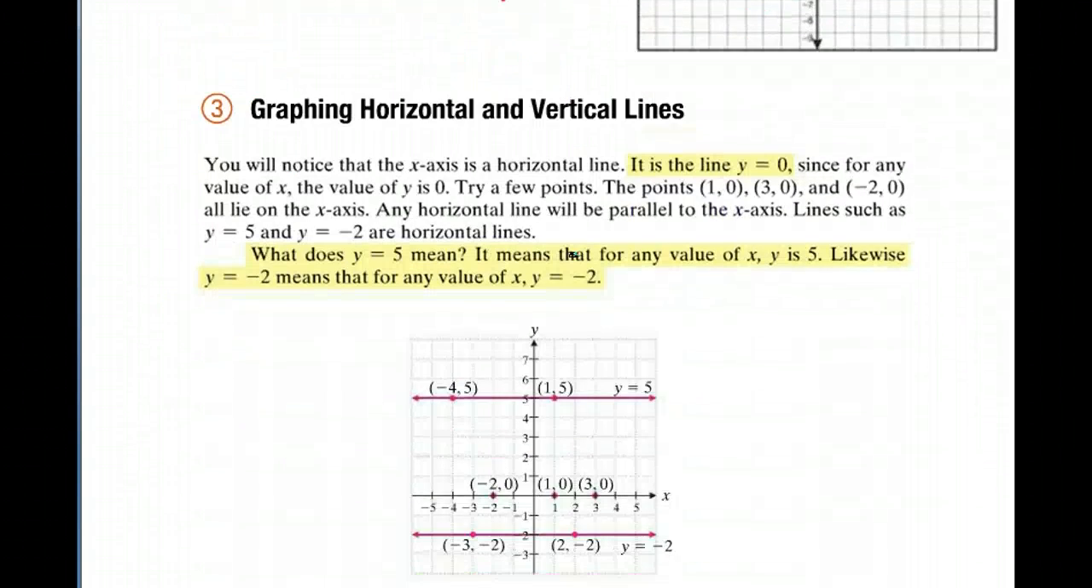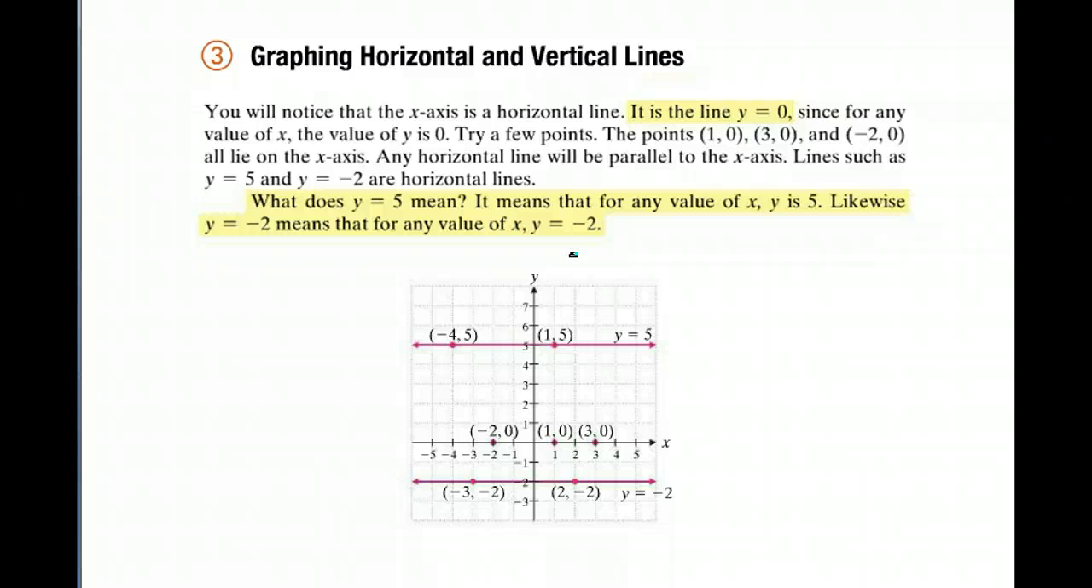The last topic for section 7.2 is graphing horizontal and vertical lines. You will notice that the x-axis is a horizontal line. Specifically, it is the line y equals 0. Since for any value of x, the value of y is 0. Go ahead and look at a few points. If you have ordered pair 1, 0, and 3, 0, and negative 2, 0, all of those points lie on the x-axis. Any horizontal line is going to be parallel to the x-axis.